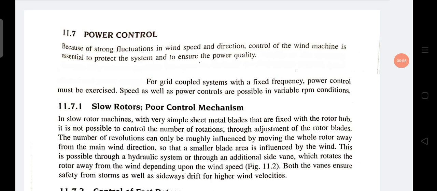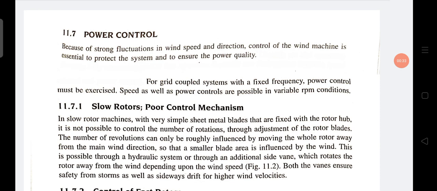In today's class, we are going to discuss the power control in the wind power plant. Now, how can we control the power generated in a wind power plant? The different procedures, which you will see in today's class.